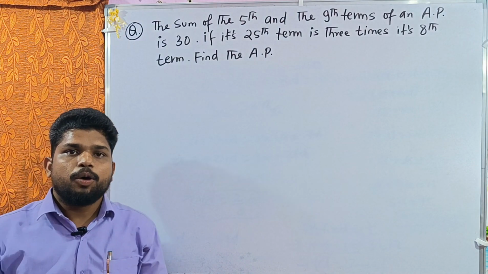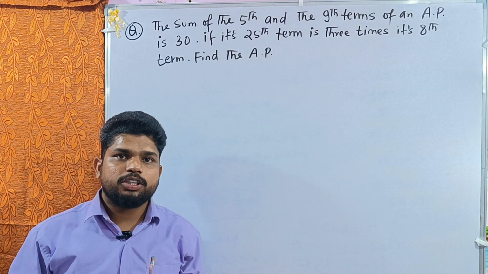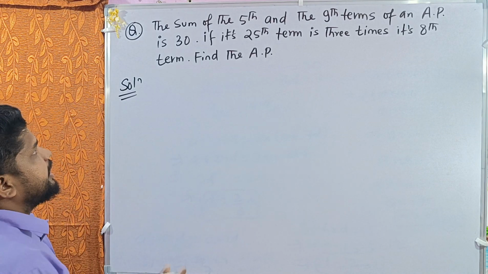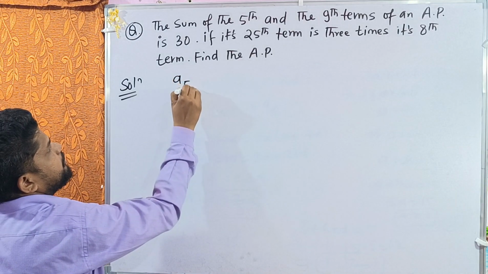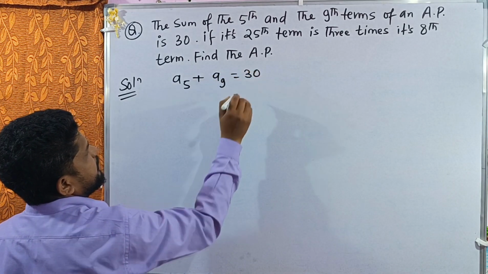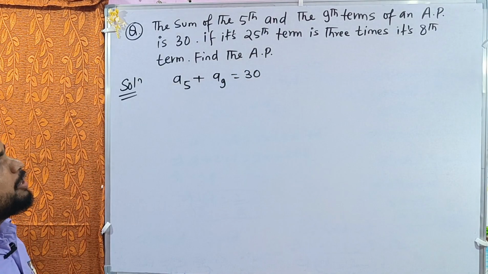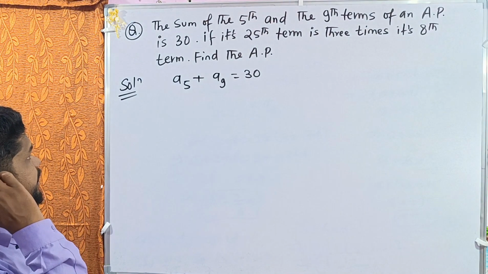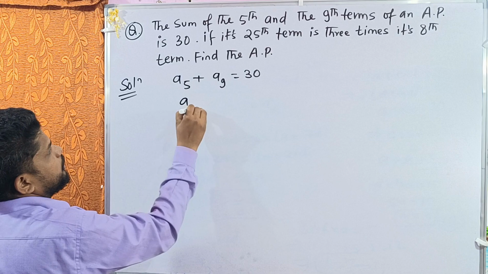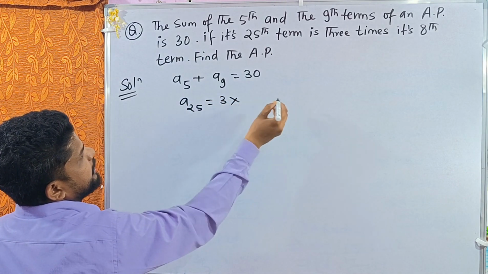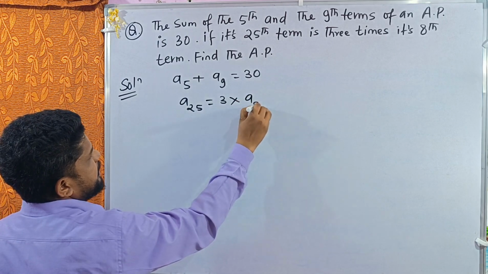So everyone, pause the video and try to solve the question on your own. Here it is given that A5 plus A9 is equal to 30. That means the sum of the 5th and the 9th term is 30, and it is also given that the 25th term is 3 times the 8th term, that is A8.